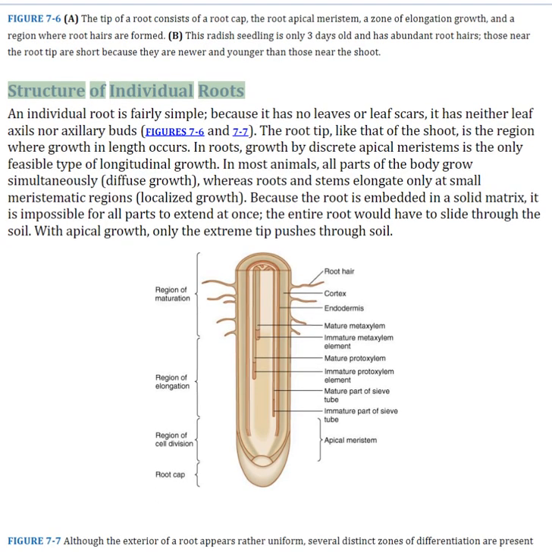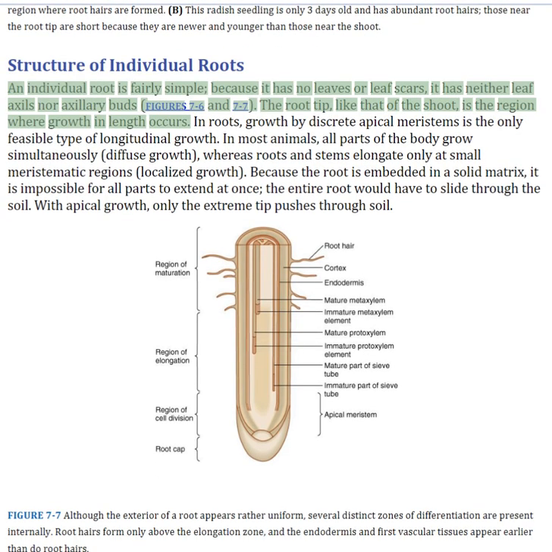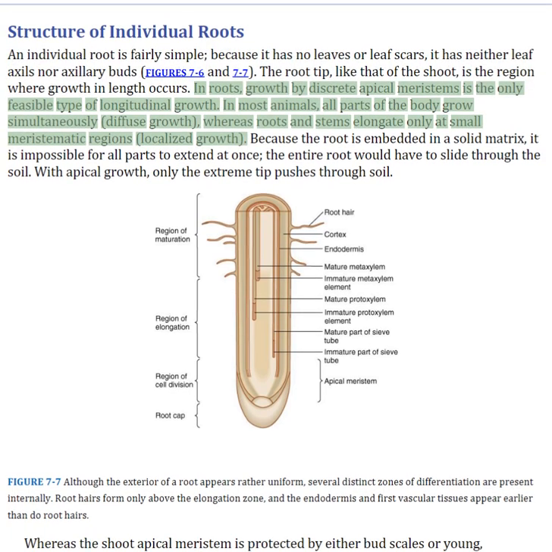Structure of individual roots. An individual root is fairly simple. Because it has no leaves or leaf scars, it has neither leaf axils nor axillary buds. The root tip, like that of the shoot, is the region where growth in length occurs. In roots, growth by discrete apical meristems is the only feasible type of longitudinal growth. In most animals, all parts of the body grow simultaneously, whereas roots and stems elongate only at small meristematic regions.